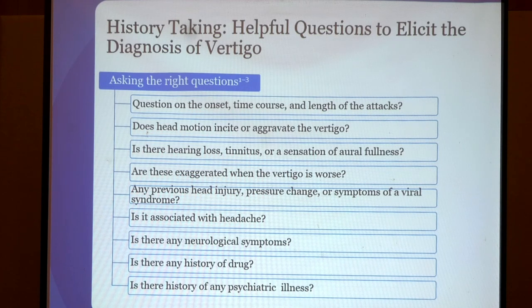The patient may mislead you, can direct you in a different direction, but you need to bring him back to the point and ask the right question. Question on the onset, time, course, length of the attacks. Does head motion incite or aggravate the vertigo? Is there hearing loss, tinnitus, or a sensation of aural fullness? Are these exaggerated when the vertigo is worse? Any previous head injury, pressure changes, or symptoms of a viral syndrome?